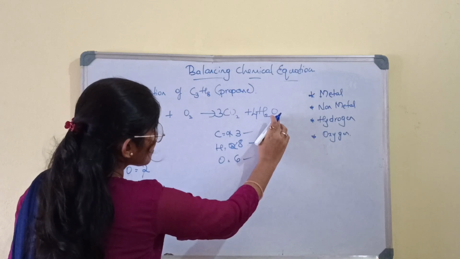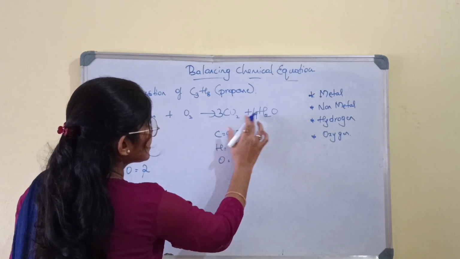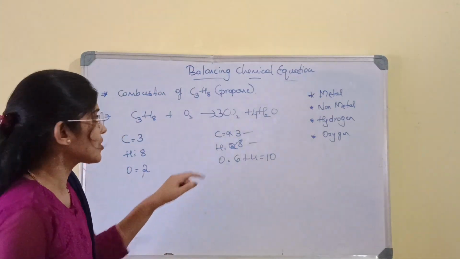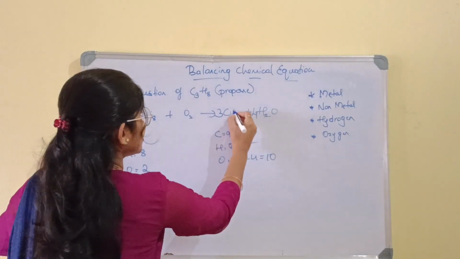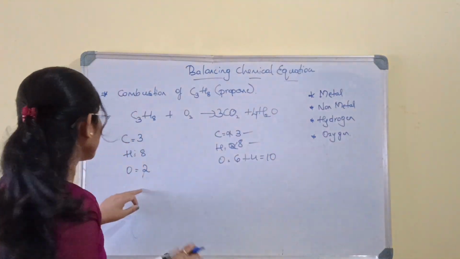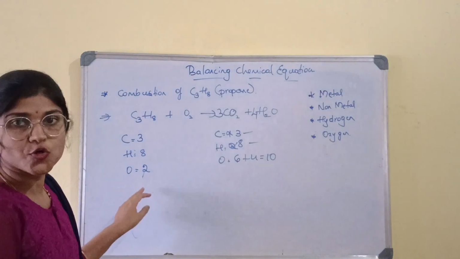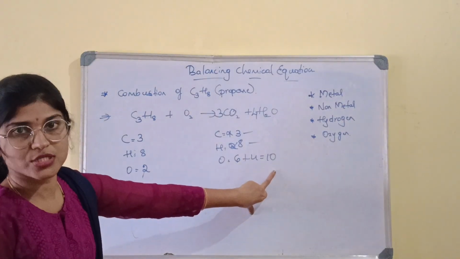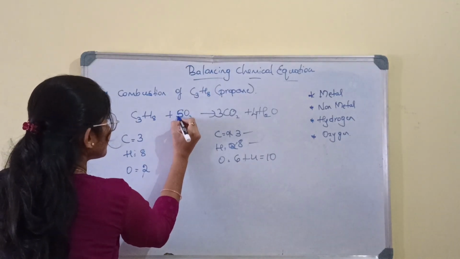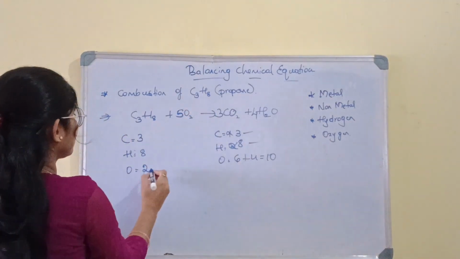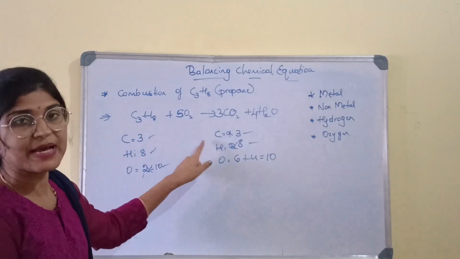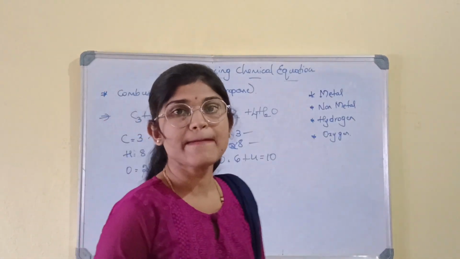Again here, 3 2s are 6 plus 4. It became 10 oxygen atoms. Here 3 2s are 6 oxygen, and here 4 oxygen. It became a total of 10 oxygen atoms. So now in the reactant side you have oxygen 2. It should be made 10 oxygen atoms in the reactant side. To make it 10, we can multiply this by 5. 5 into 2, 10. So here you can see carbon is balanced, hydrogen is balanced, and oxygen is balanced.